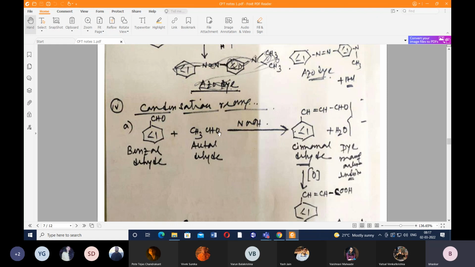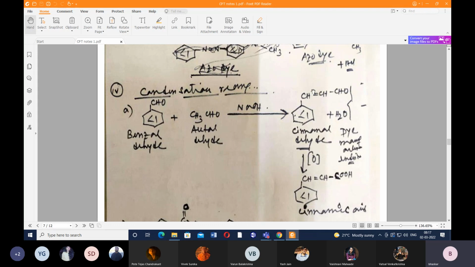Another aldehyde compound we are using here is acetaldehyde, which is CH3CHO. We allow both of them to interact in the presence of sodium hydroxide. Sodium hydroxide acts as a catalyst over here, and as a result, we end up with two compounds. One is called cinnamaldehyde. Probably all of you remember what cinnamaldehyde is. Cinnamaldehyde is basically C6H5CH double bond CH single bonded CHO. Along with cinnamaldehyde, we get another byproduct of this reaction. What could be the typical byproduct? It would be H2O, water molecules.